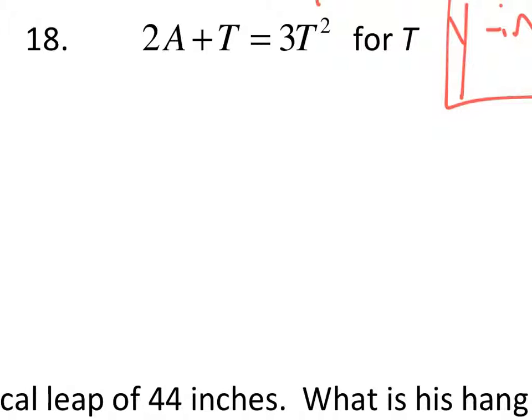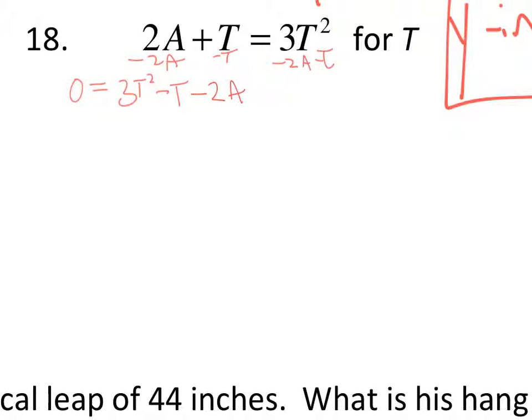This guy right here, now we want to solve it for t. Now t has a squared on it, so it's going to be quadratic because t is a variable we care about. A is just like a number. Treat a like a constant. So let's get all of these variables over to one side. Let's subtract 2a, subtract t from both sides. We end up with 3t squared minus t minus 2a. Again, we're solving for t, so treat the a like a constant.